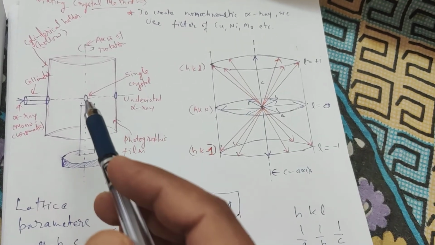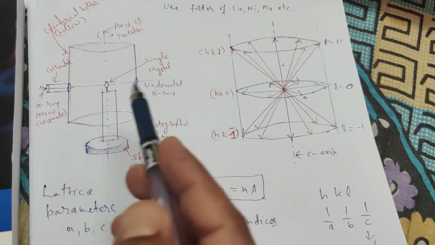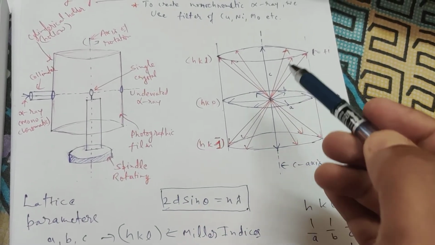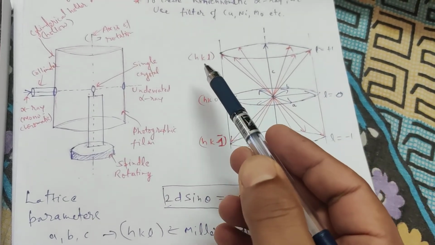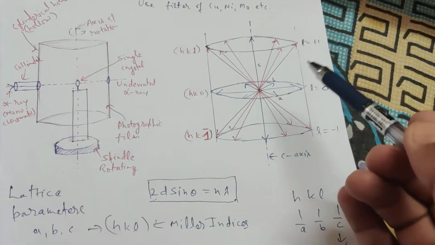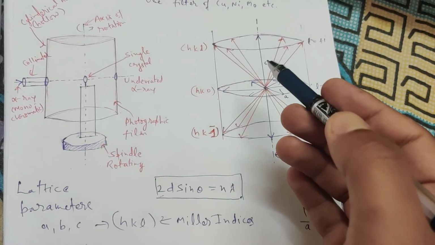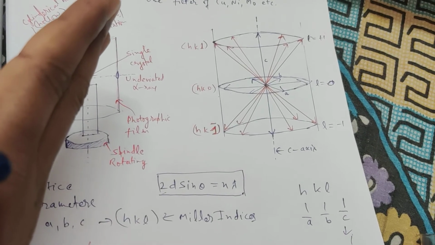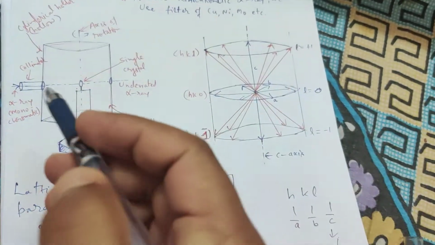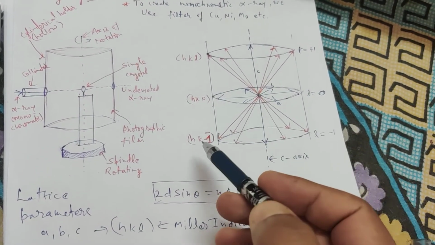Another case: if your crystal plane is inclined to the direction of the X-ray, the diffraction pattern will be like this. For this, your Miller indices will be hk1, so l will be +1. And if your crystal planes, that is c, are inclined to the X-ray, the diffraction pattern will be like this, and another layer is formed like this. This is inclined, so this will be hk-1.